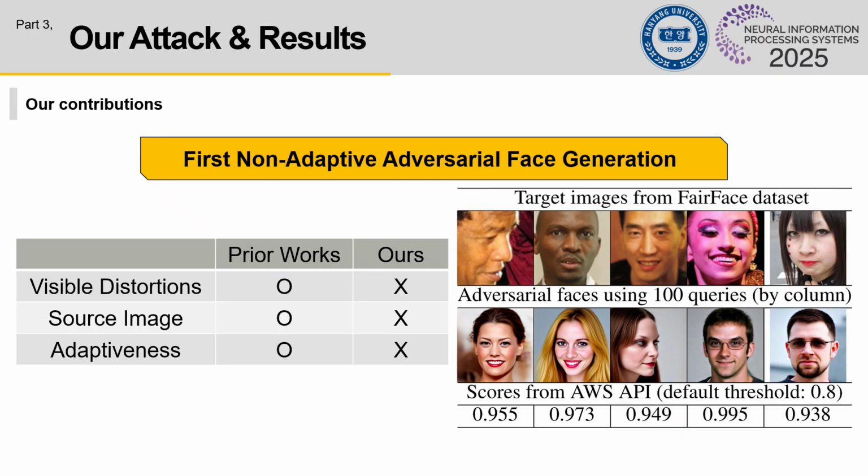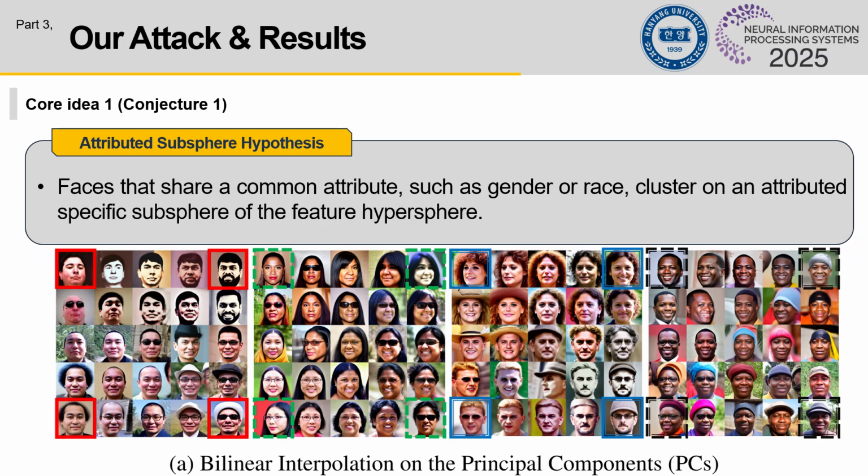The first idea is that faces sharing a common attribute, such as gender or race, naturally cluster on an attribute-specific subsphere of the hypersphere. Because of this geometric structure, we can generate an adversarial face simply by projecting onto that subsphere, without any iterative optimization. As you can see, feature vectors span such subspheres, inverse to faces that exhibit the target attribute.